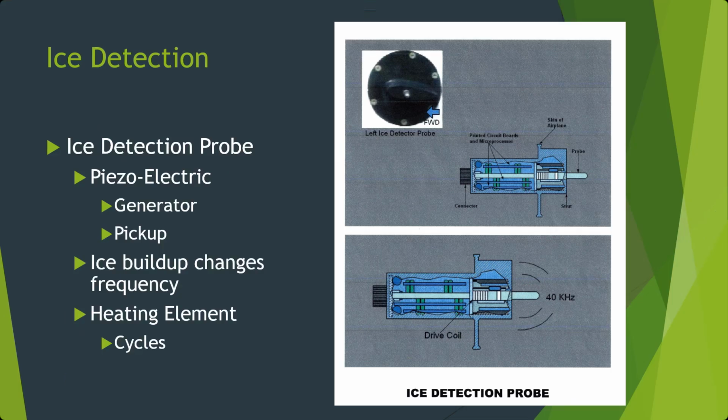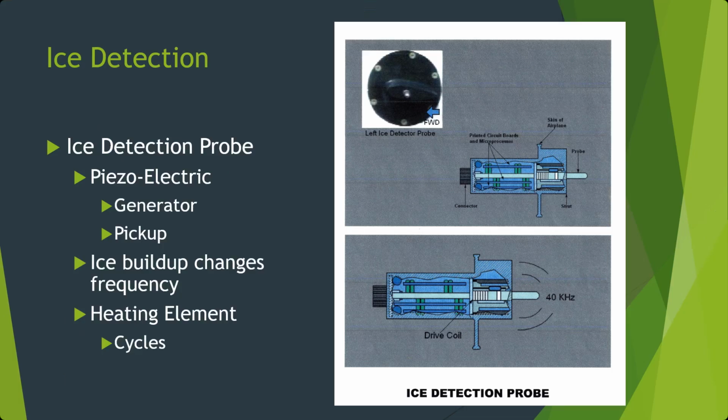So the ice builds up, the frequency changes, and then the computer that controls these, which are also thermally, electrically heated, though the heat isn't normally on, will react. When that probe changes frequency, it will heat it up to melt that ice back off and make sure it goes back to 40,000 hertz. And then it'll turn the heat back off again.